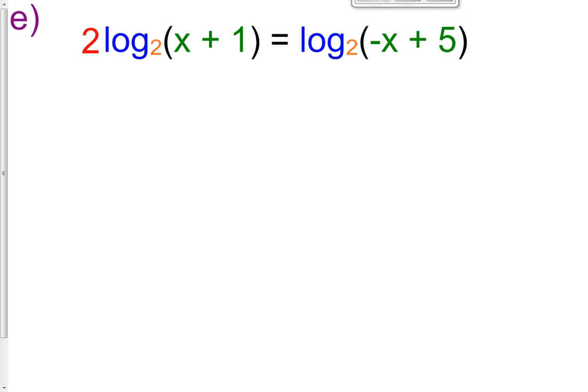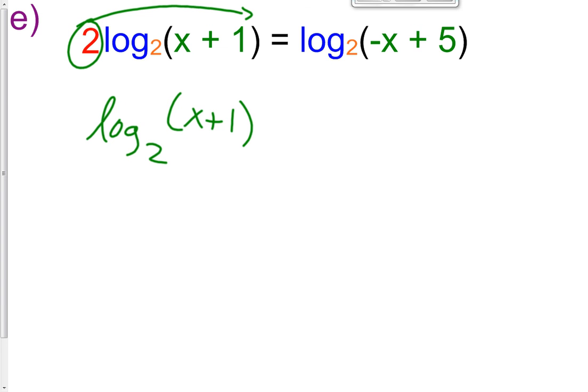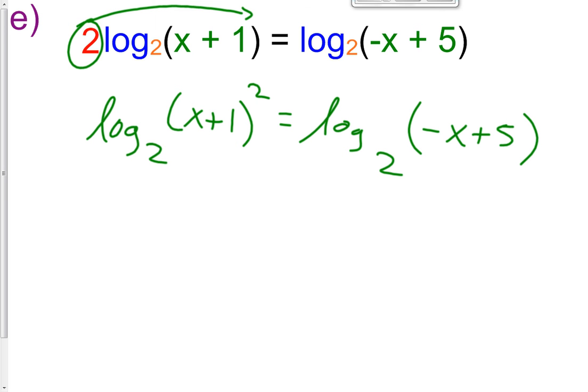Let's take a look at letter E. This too hopefully is going to stand out to you the more practice you get with this. When you see something in front of a log, a coefficient, you're going to use the power rule and you're going to bring that up as an exponent. So now it's the log base 2 of x plus 1 squared. That equals the log base 2 of negative x plus 5. This is significant because now we have log base 2 and log base 2.